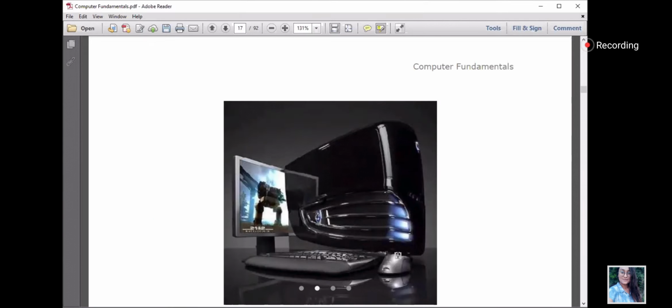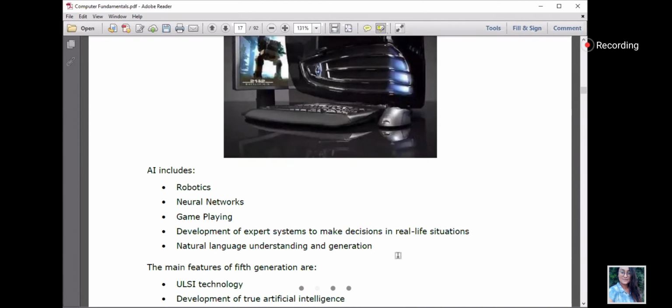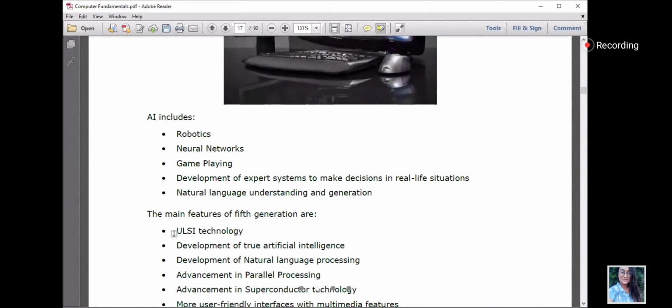The 5th generation computer looks something like this. They have chosen a very good image. The computers in the computer lab of Royal University of Dhaka are also 5th generation computers, but they don't look anything like this. Remember, all the computers we are using right now are 5th generation computers, and they are capable of running artificial intelligence algorithms. Artificial intelligence includes robotics, neural networks, game playing and all these things.